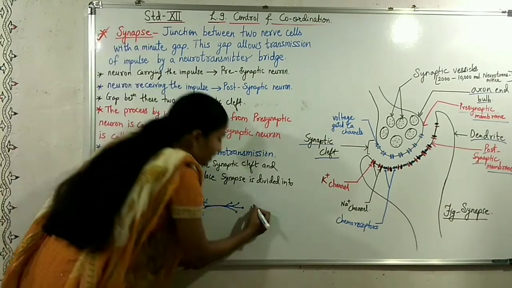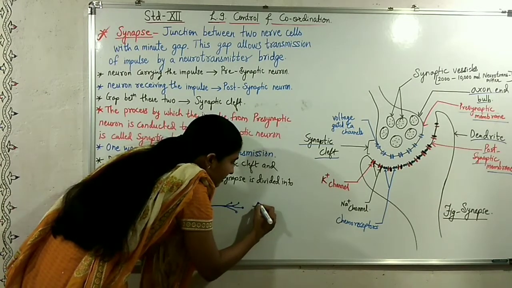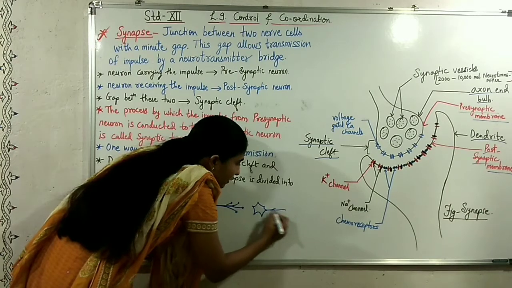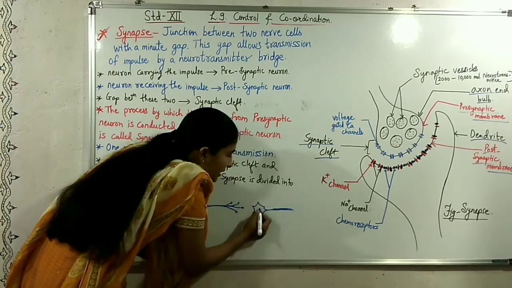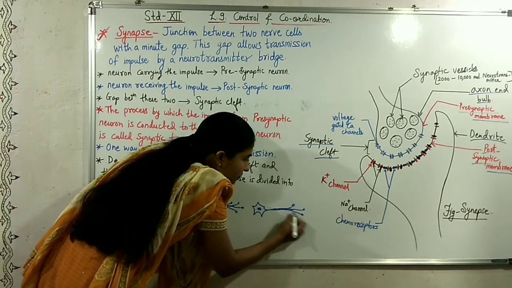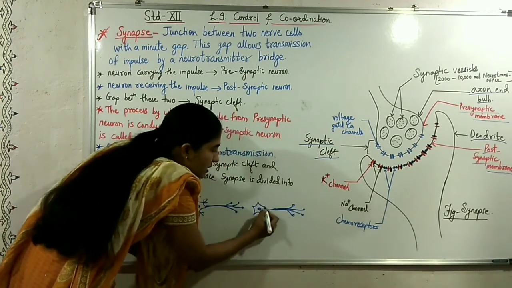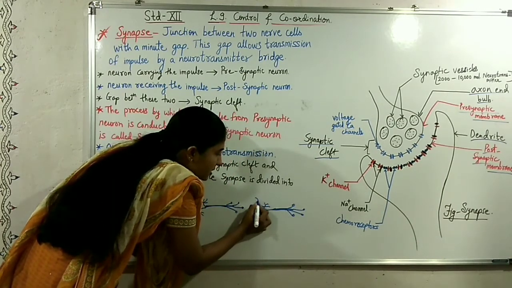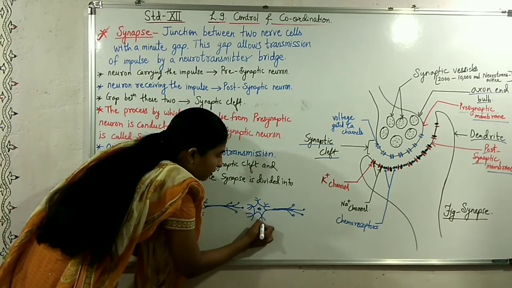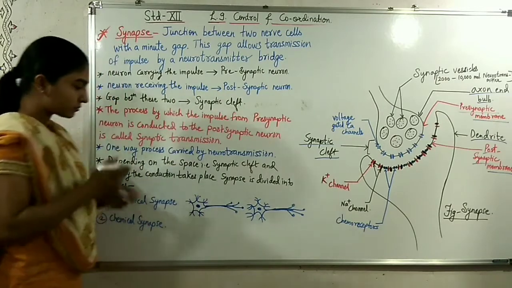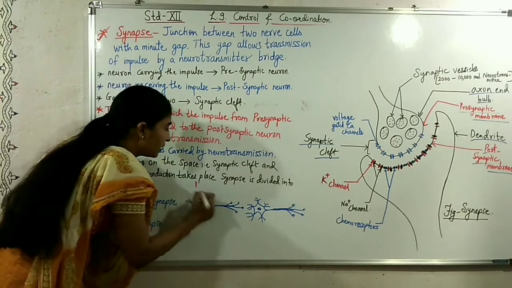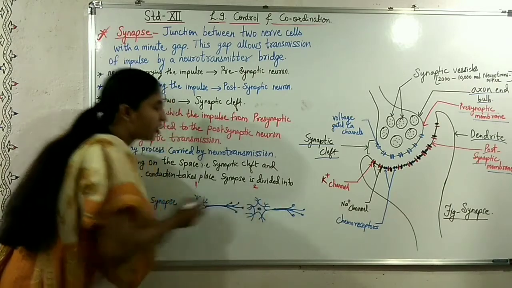Now, here is another cell. This is the axon of another cell. This is the nucleus. Axon ends into terminals, and these projections are the dendrites of another neuron. Now here, suppose we name this as neuron 1 and neuron 2.